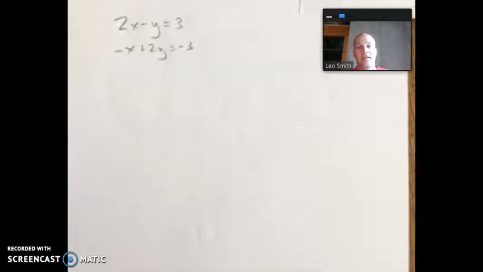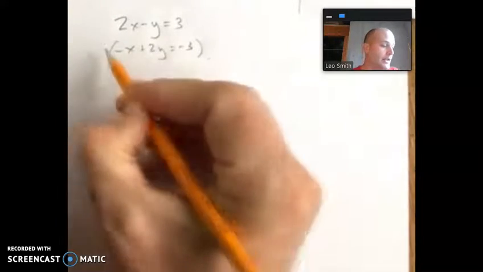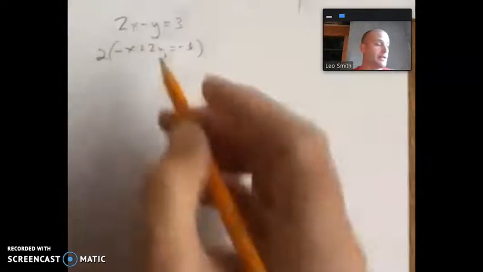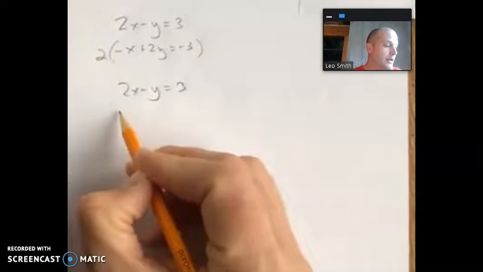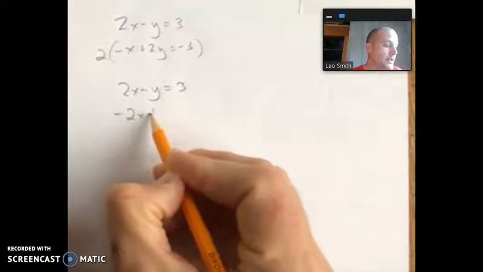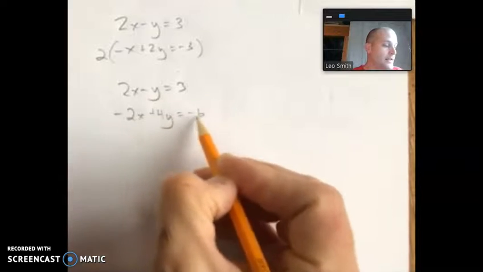A third technique is called elimination. In this technique, I'm going to eliminate either the x or the y, and many times it requires us to multiply one of the equations by a number. I'll multiply the second equation by 2, and what that gives me is another system that's equivalent. That looks like this. We'll have negative 2x plus 4y equals negative 6.